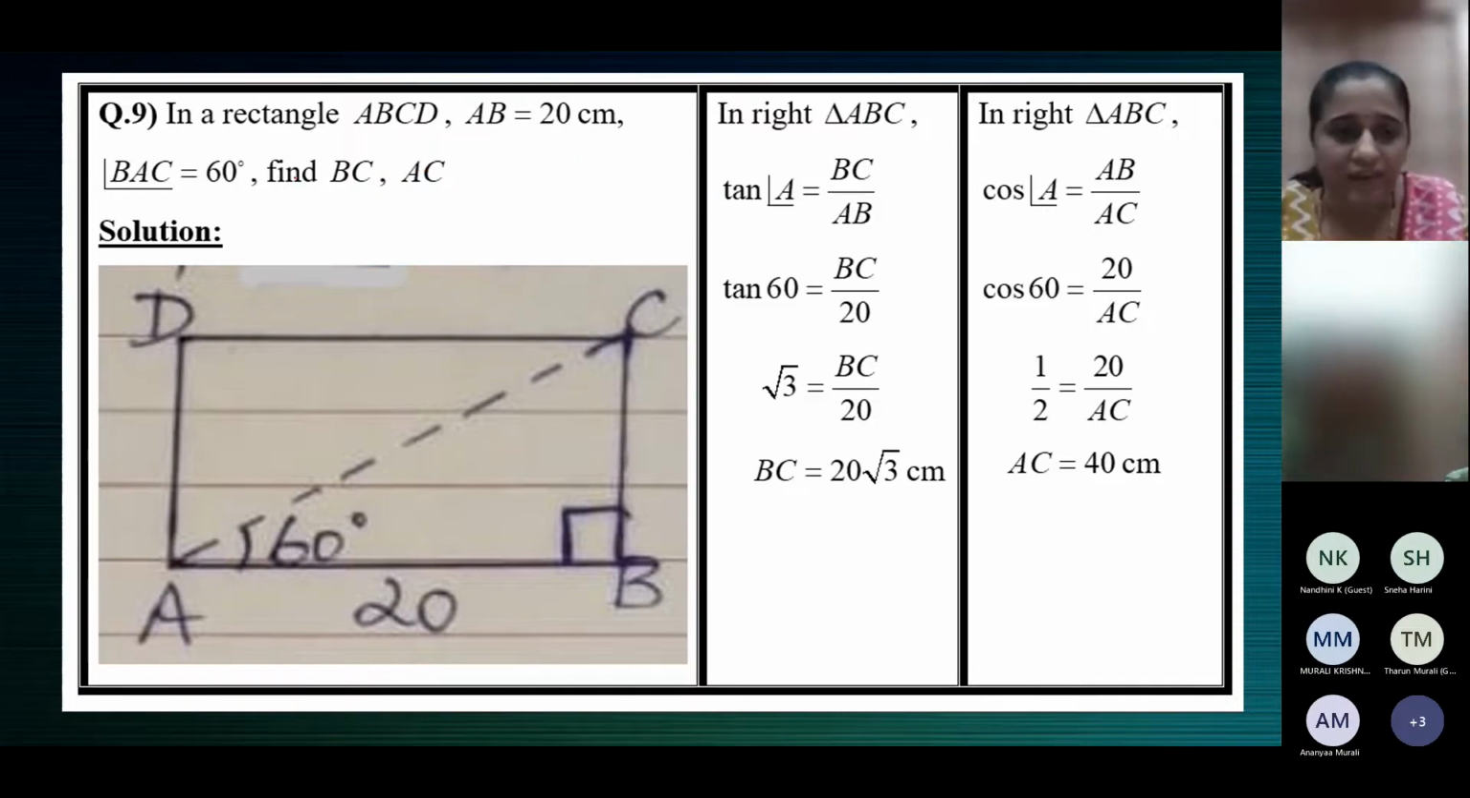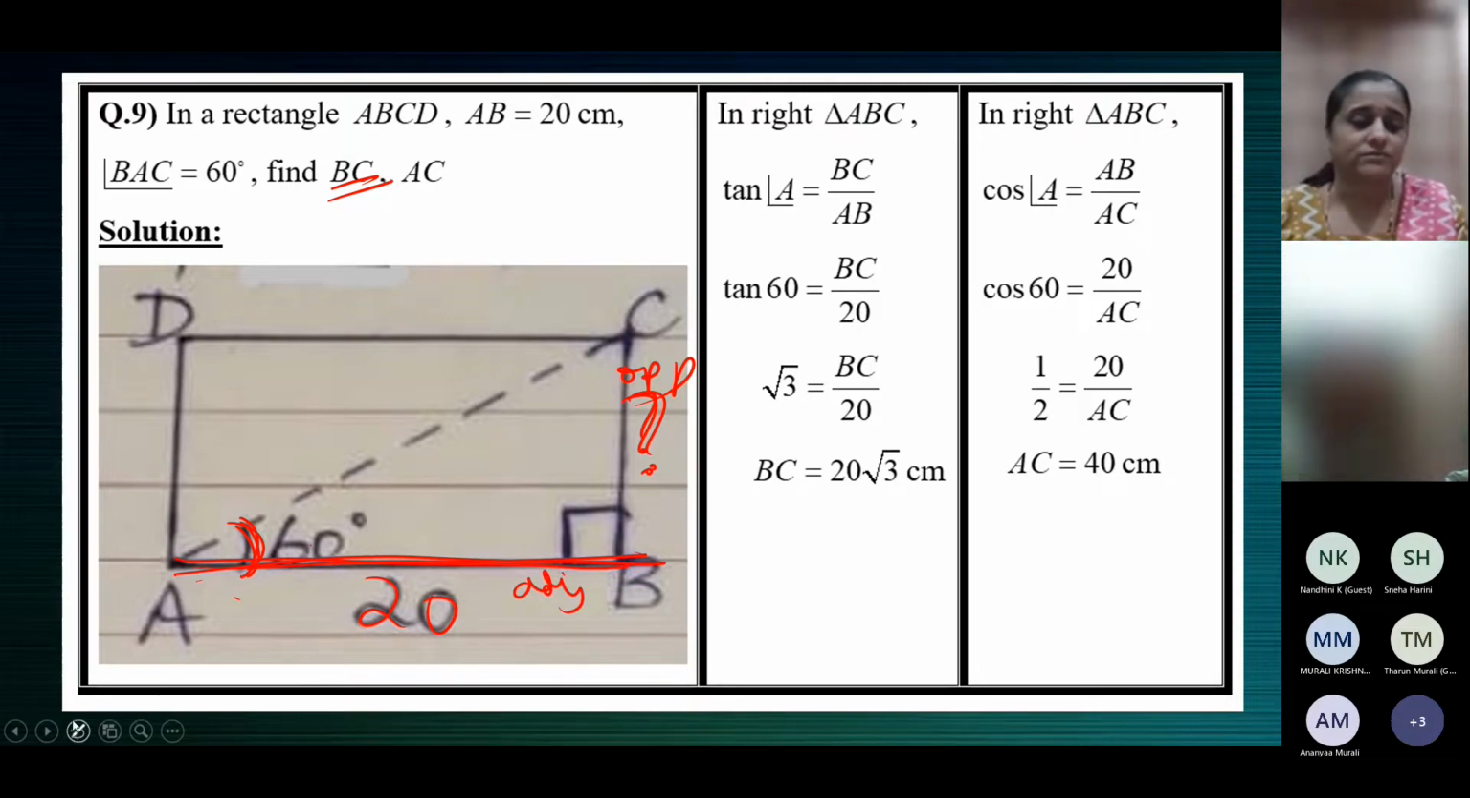So now we have to find BC using AB and 60 degrees, because that's what we know. We know AB is 20 centimeters and this angle is 60 degrees. So this is 60, this is 20, and we have to find BC. So how will you connect these three? What is BC for 60 degrees? Opposite side. For 60 degrees, BC is the opposite side, and AB is the adjacent side.